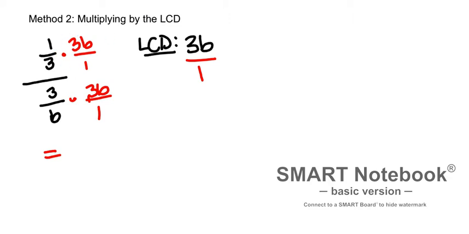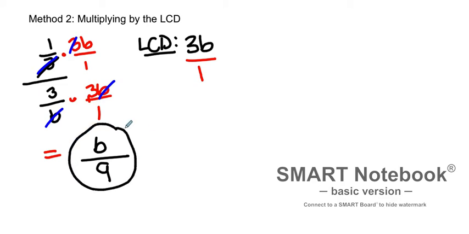Okay, up top, things will cancel. The 3 and 3 will cancel. Here, the b and b will cancel. So up top, what do I have? 1 times b over 1, which is just b. At the bottom, I have 3 times 3 over 1, so that's just 9. So my final answer is b over 9.